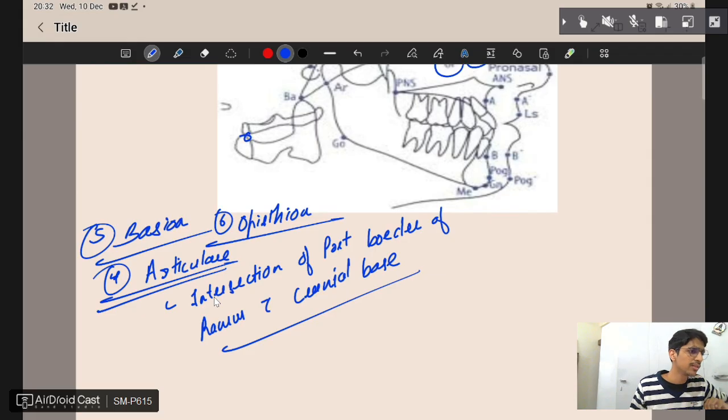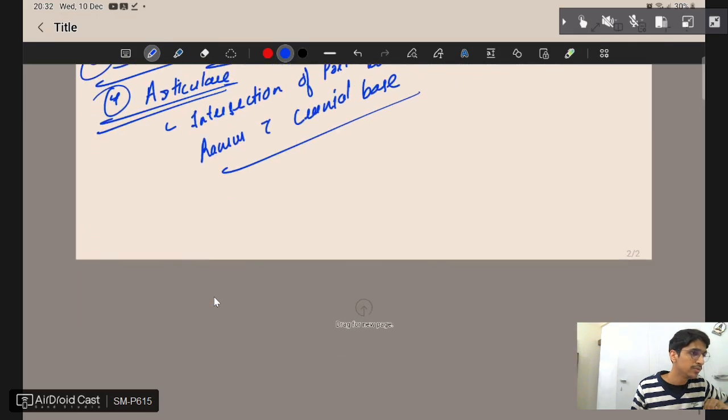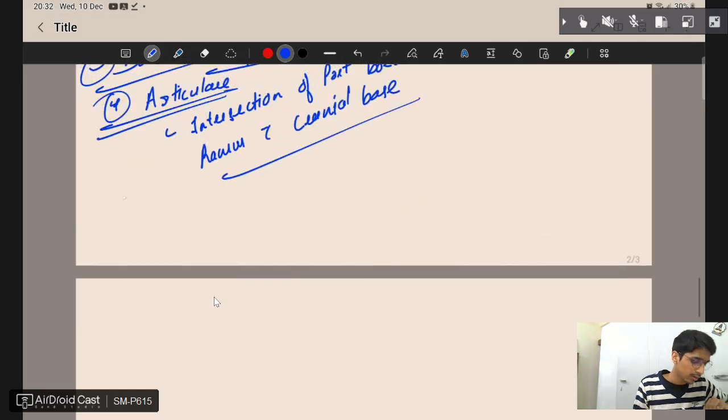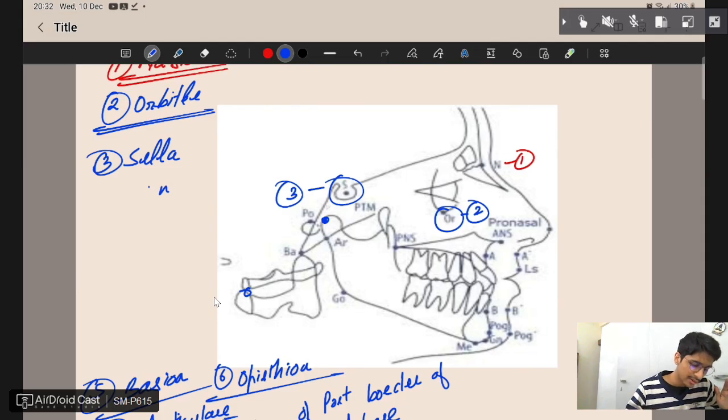This was articulare. Now we have condylon, a simple point. It is the most posterior superior point on the condyle, present in the posterior and superior most part of the condyle. This was opisthion, this was condylon.